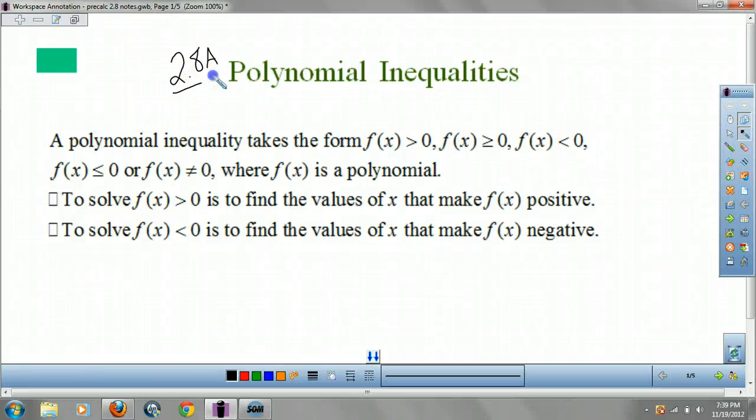Today we are going to look at 2.8a. There may or may not be a b, just like 7 may or may not have a b. If I do, I'm going to do them together because they're going to be story problems. We'll look at polynomial inequalities.